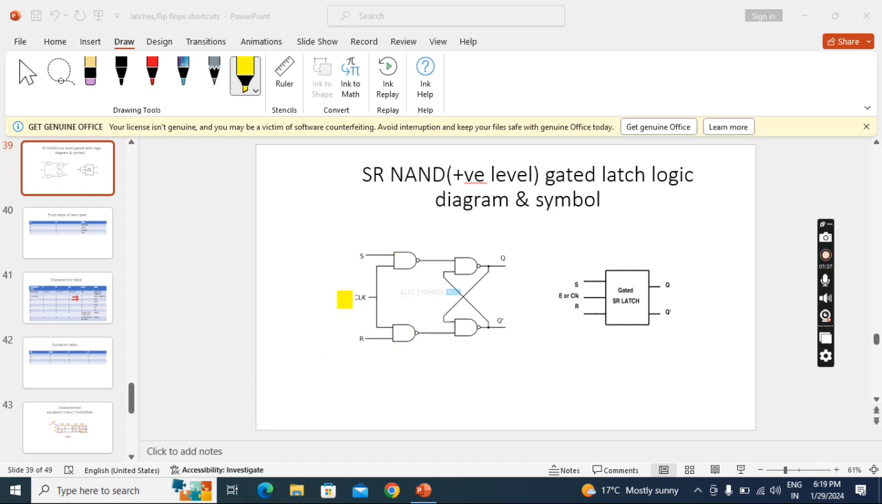See the construction here. We connected S to this gate and R to this gate, and the clock is common to both gates. This is the construction. Now we'll see the working.